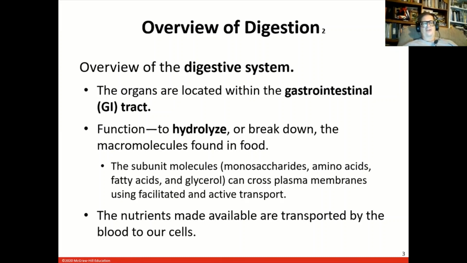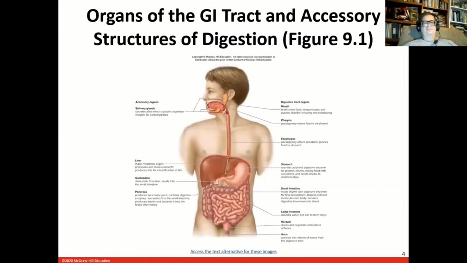And those nutrients are transported mostly by our blood. I say mostly because we have the lacteals in the lymphatic system that we just talked about that are full of fats coming off the intestines. Anyway, moving on.